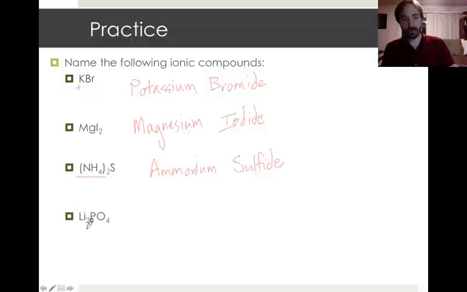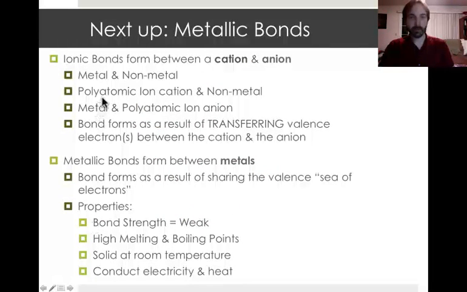Last but not least, here our metal is lithium. And we're going to combine it with the polyatomic phosphate. So hopefully you got those. If not, probably because of your polyatomics. So go back and check those. If not, ask me tomorrow and we'll see what we can do to help you out.